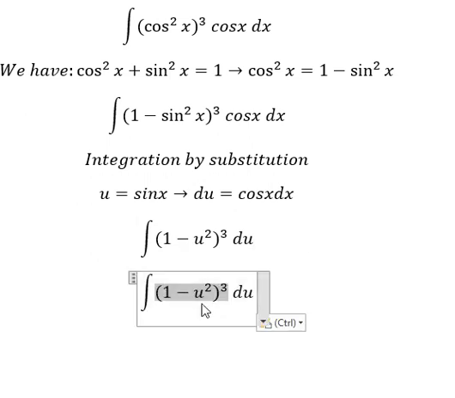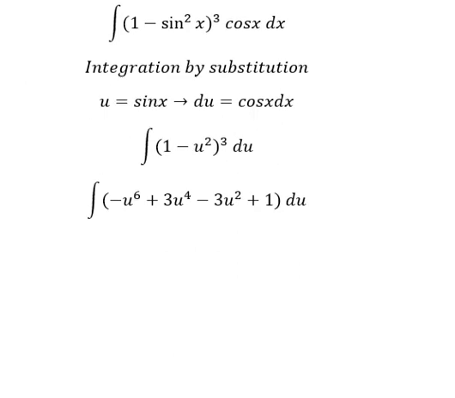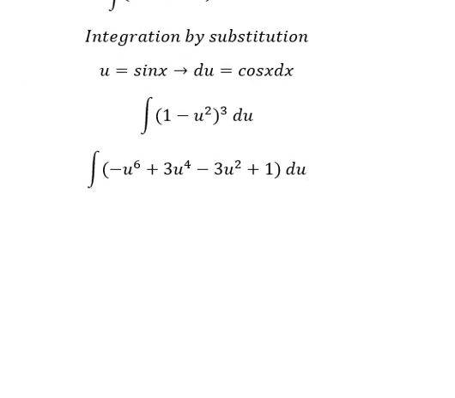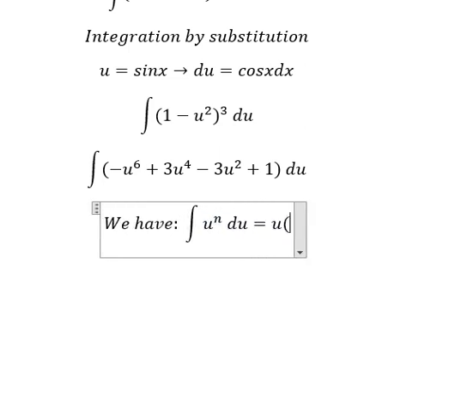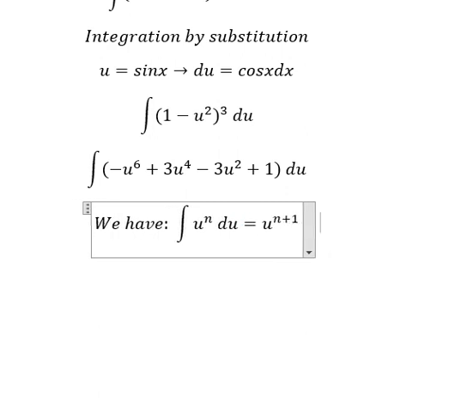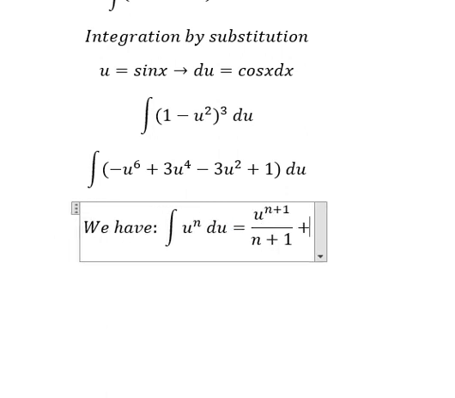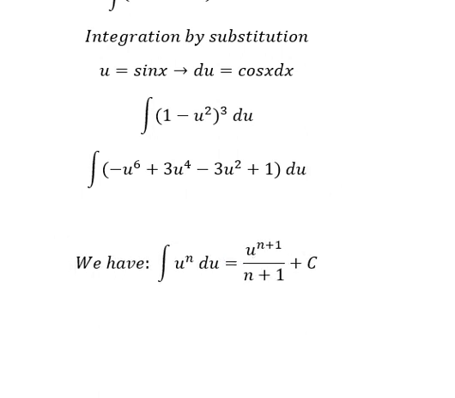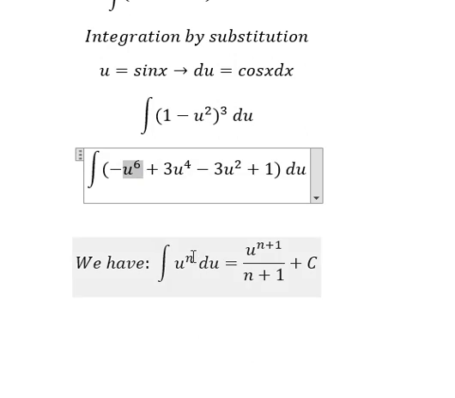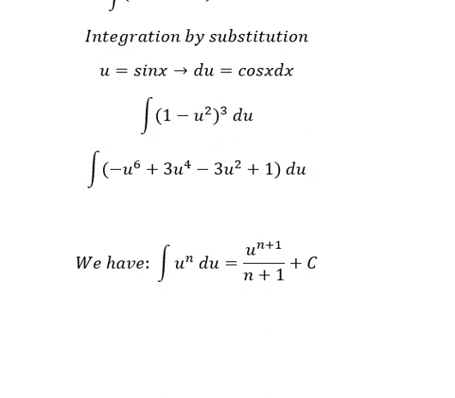And now we need to expand this one. Next, we have the formula. The integration of this one. So we put number 6 gone here. So 6 plus number 1, we have number 7.